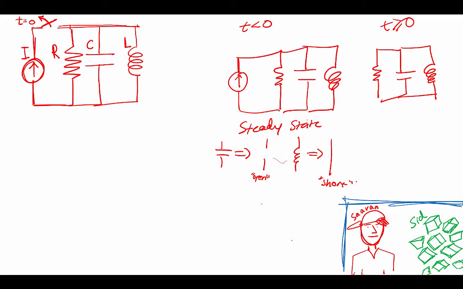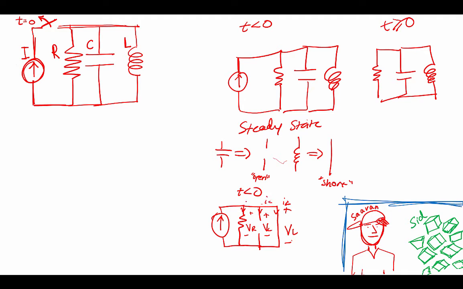So if we were to redraw the circuit for t less than 0, given these steady state conditions, it would look something like this. The capacitor becomes an open, you still have the resistor, and your inductor becomes a short. This is your VL, VC, and VR, which are all equal, and then you have the three currents going through them: IL, IC, and IR.